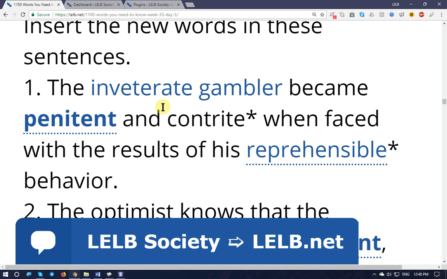So the inveterate gambler means a gambler who does it so much. Became penitent means sorry, contrite also, when confronted with the results of his reprehensible behavior. Reprehensible, we do have actually a synonym for that, that is sordid, means immoral, wrong, repugnant, disgusting.